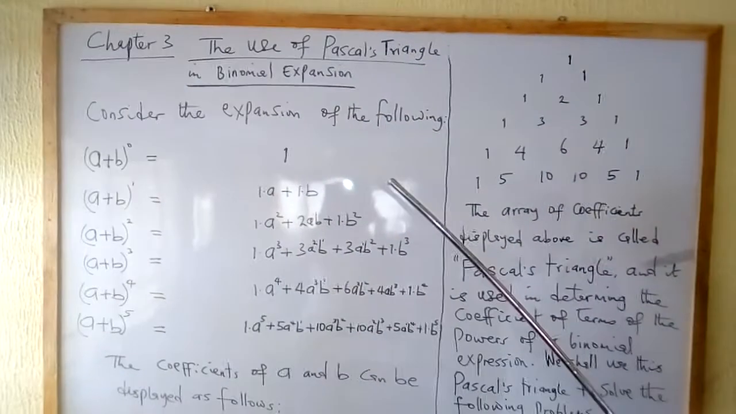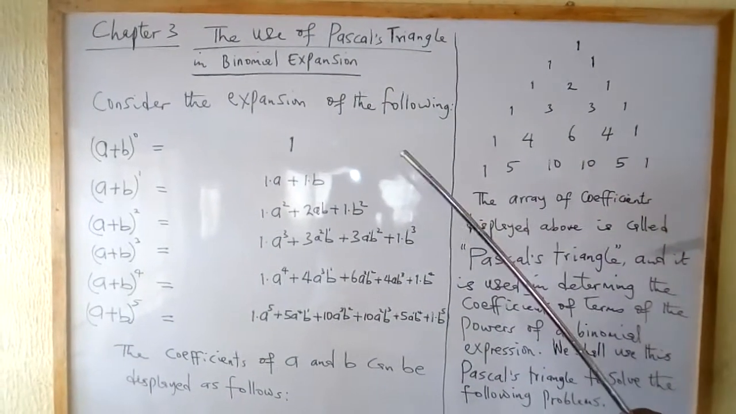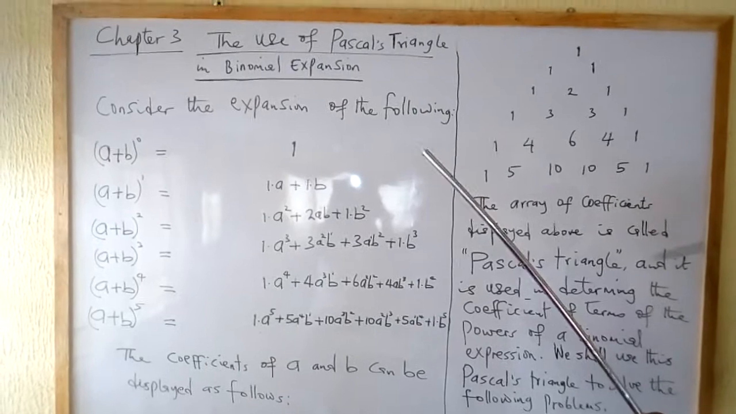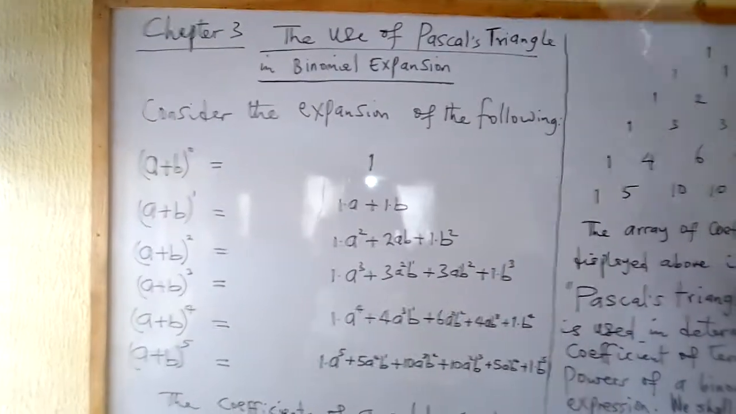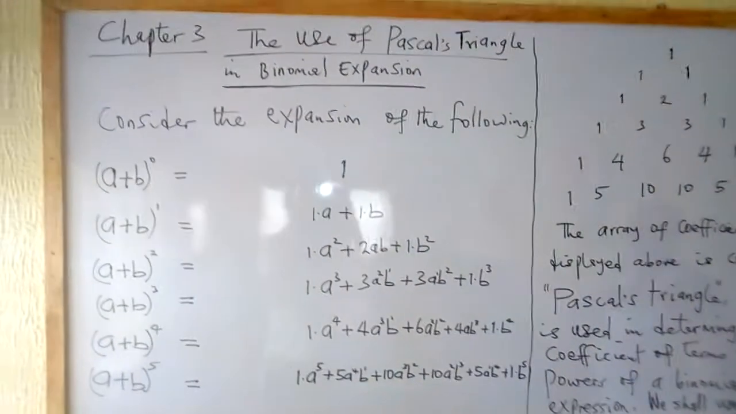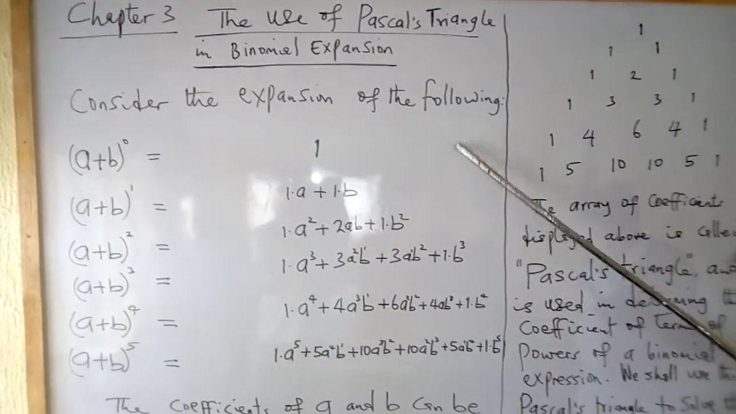We are now in chapter 3 of the general mathematics lesson. The topic for today is the use of Pascal's triangle in binomial expansion. First of all, let us consider the expansion of the following.